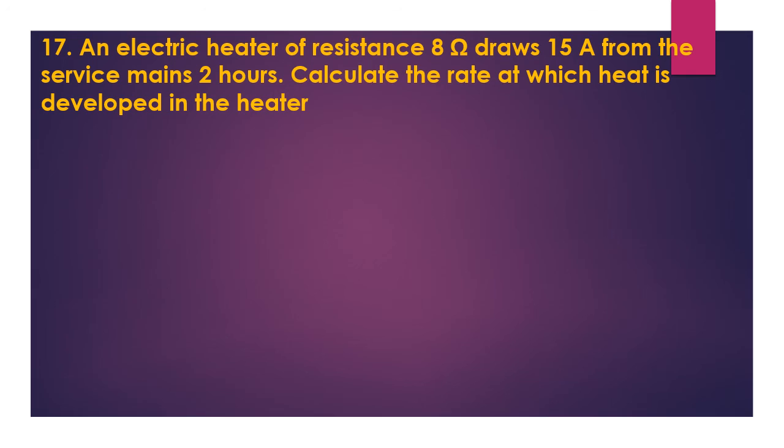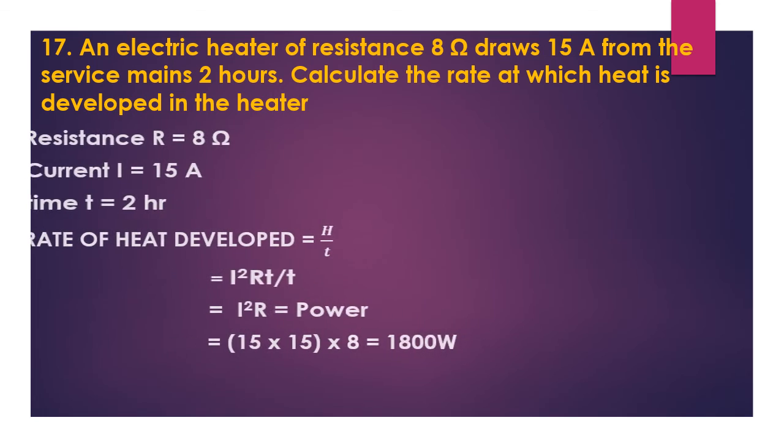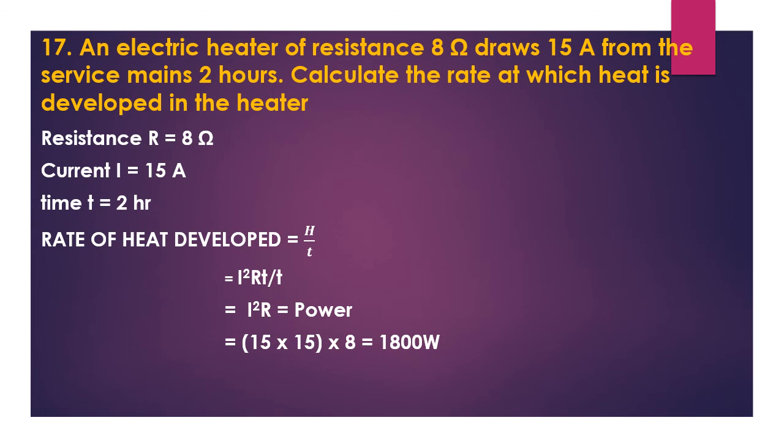Question number 17. An electric heater of resistance 8 ohm draws 15 ampere from the service mains for 2 hours. Calculate the rate at which heat is developed in the heater. So children, understand the question. The heater has a resistance 8 ohm. It draws 15 ampere current from the service mains for 2 hours. So we have to calculate the rate at which the heat is developed. So resistance 8 ohm, I 15 ampere, time 2 hours.